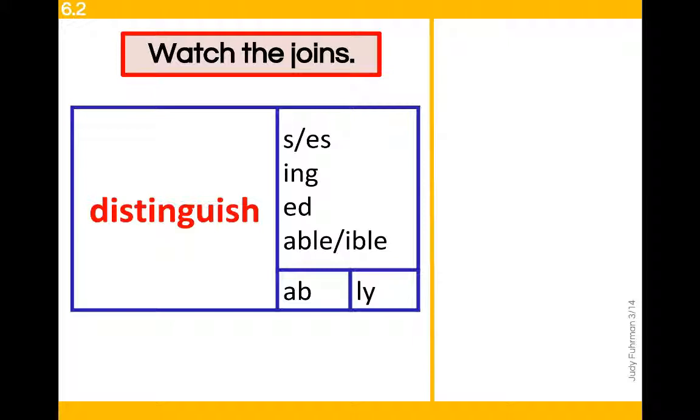In this word sum matrix, use the base word distinguish and add your endings or suffixes. Don't forget to watch the joins. Please pause the video right now and work on this word sum matrix.